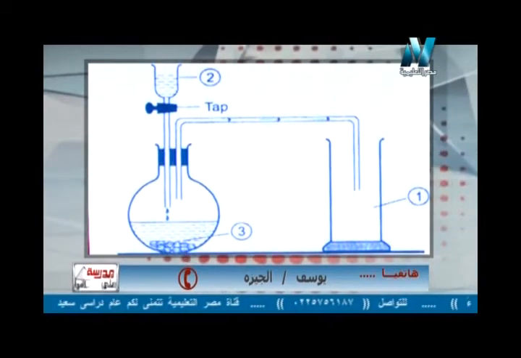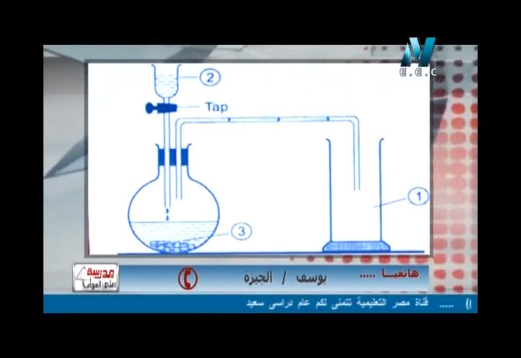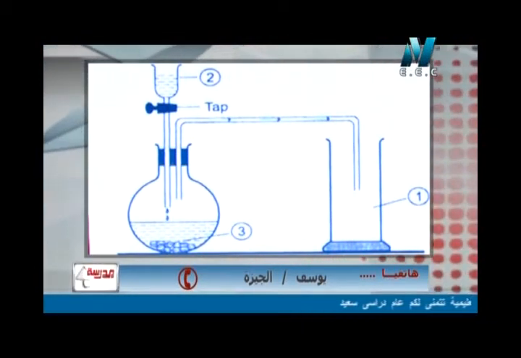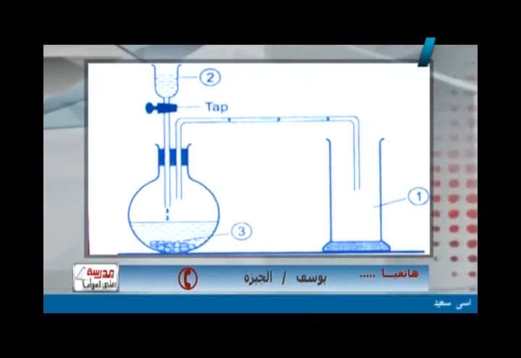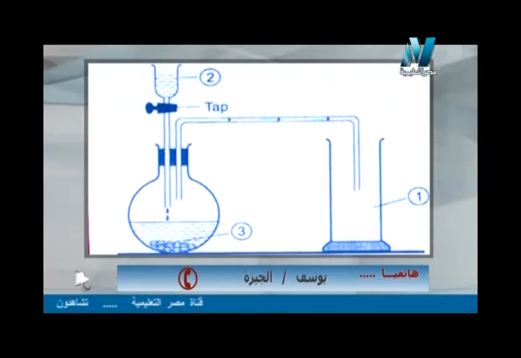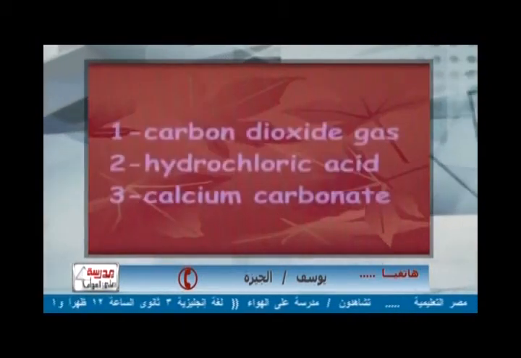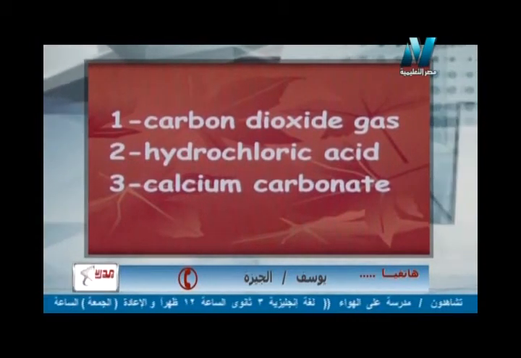In this labeling diagram, I will give you another give reason, Yusuf. We collect carbon dioxide gas by upward displacement of air because it's heavier than air, or because it's easily dissolved in water. So we can collect carbon dioxide gas by upward displacement of air.